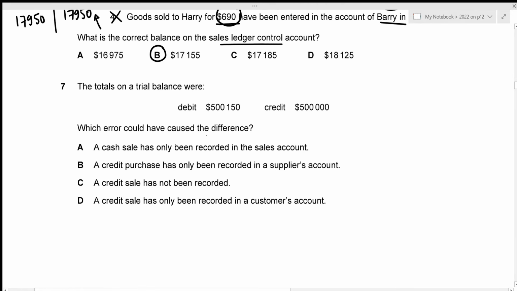The totals on a trial balance were debit side 500,150 and credit side 500,000. We need to figure out which error could have caused the difference. So we're looking for the error which would cause our debit balance to go up compared to the credit balance.